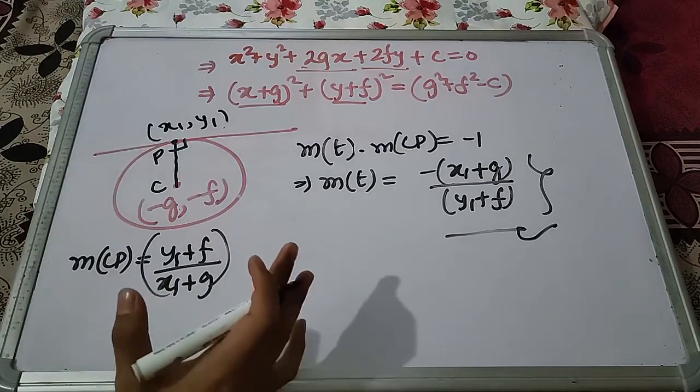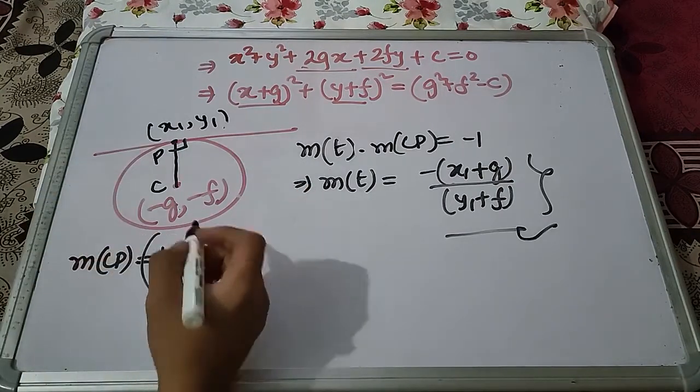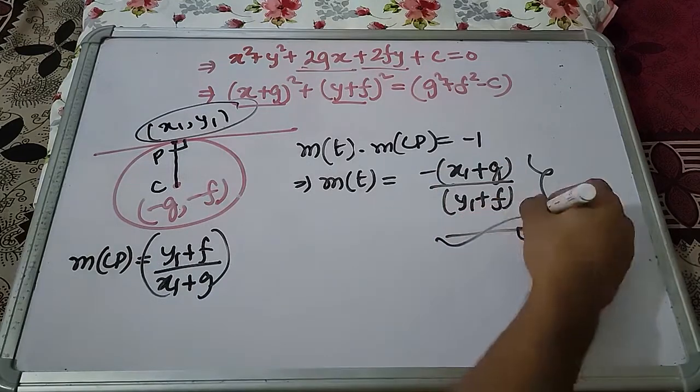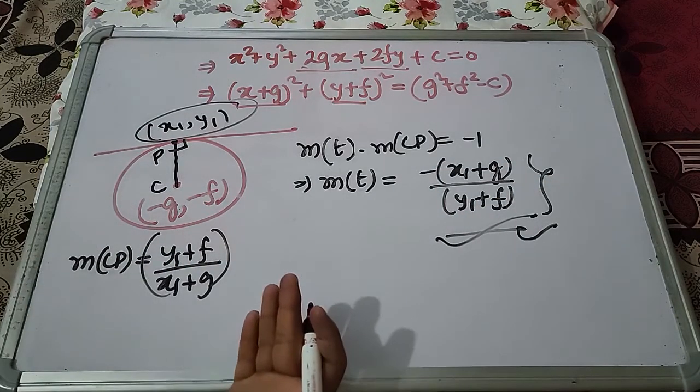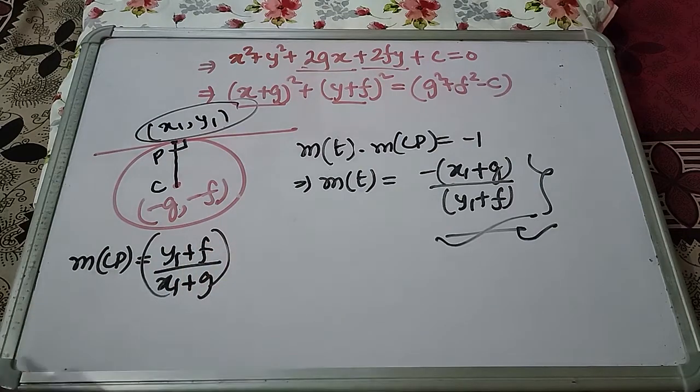So now can you write the equation of the tangent at x1 comma y1? You have the given point, you have a given slope, and now it is a no-brainer how to find the equation of the tangent with this given data. Let us find out.